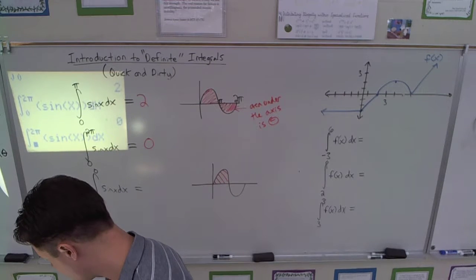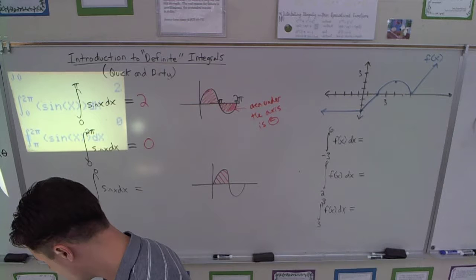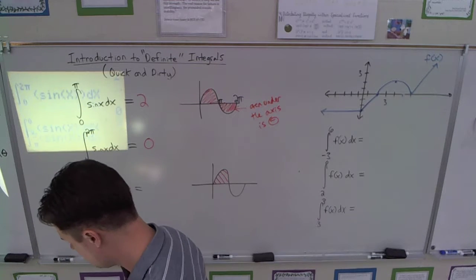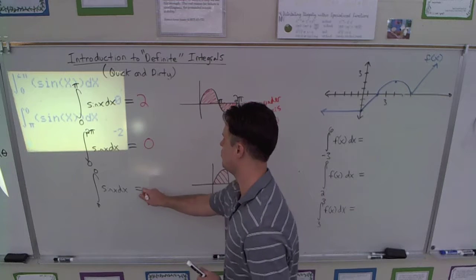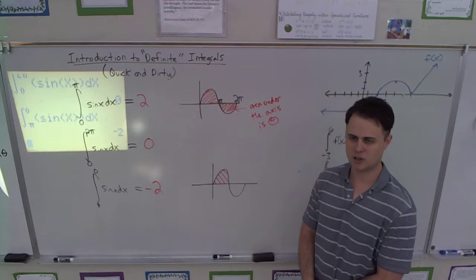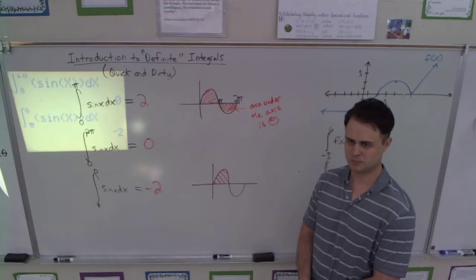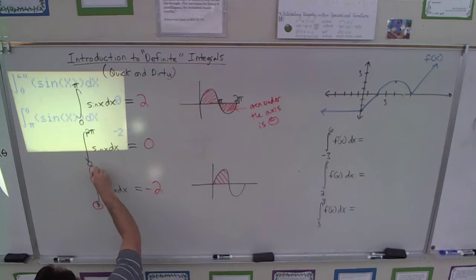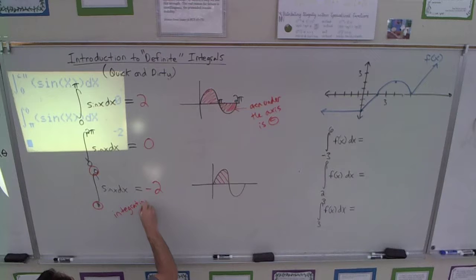So if I do that, it should come out as -2. What does that mean? I thought that this was positive area up here. It means that since you're going backwards, so if I integrate backwards, like I've done here, integrating backwards is also negative.